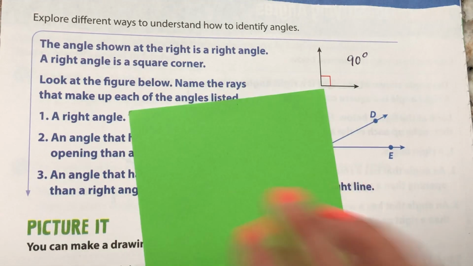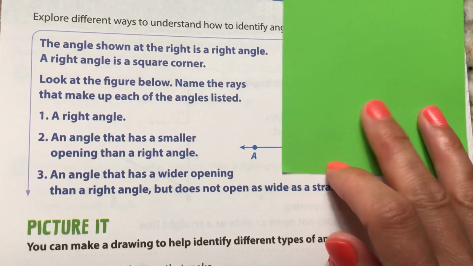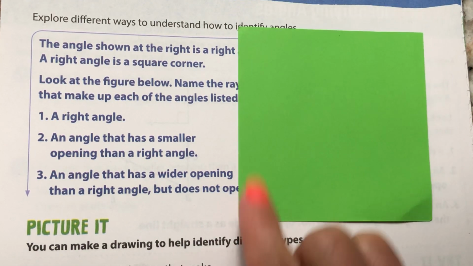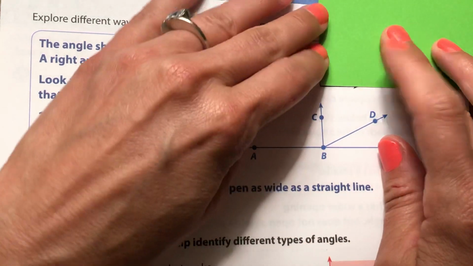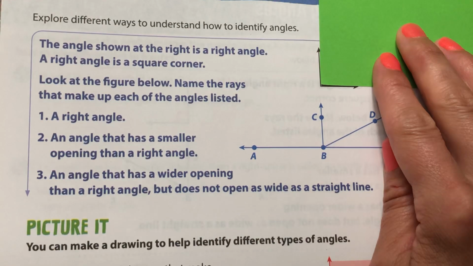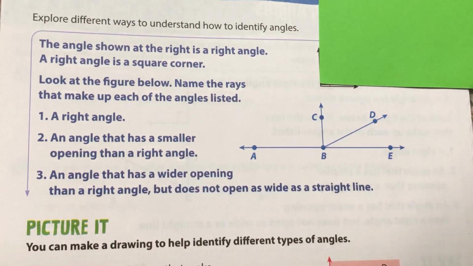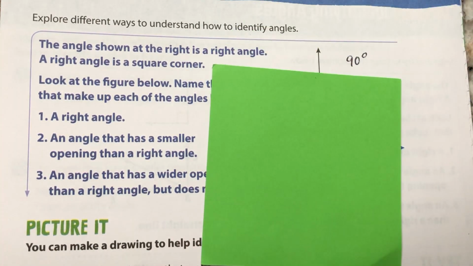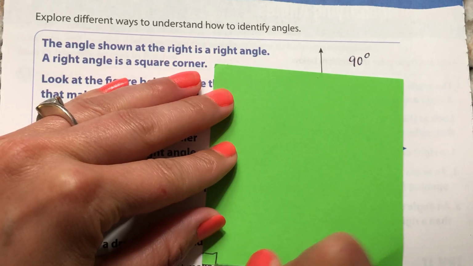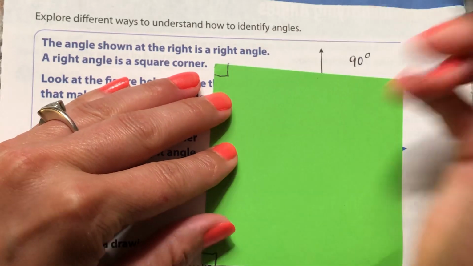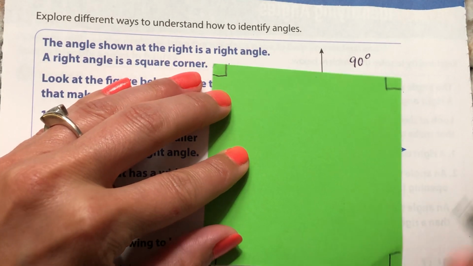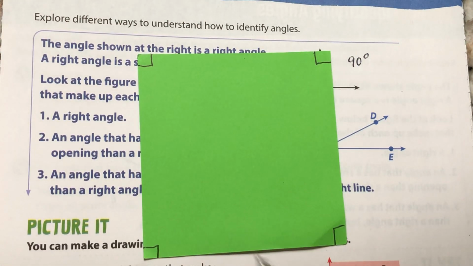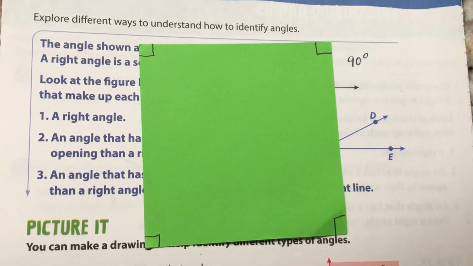So if I think about this square of paper, I know that each of these corners is 90 degrees. And I can prove that by lining it up right here between those two rays. So I know that this is a 90-degree angle on this piece of paper. This is a 90-degree angle, this one and this one. So a square and a rectangle consists of four 90-degree angles.